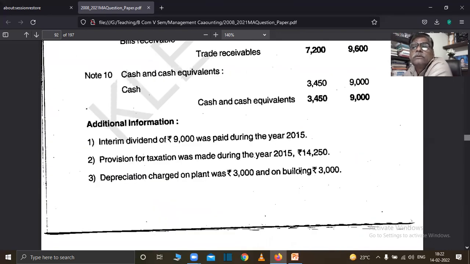Depreciation point clear. Okay, the explanation completed. Now we solve this problem.